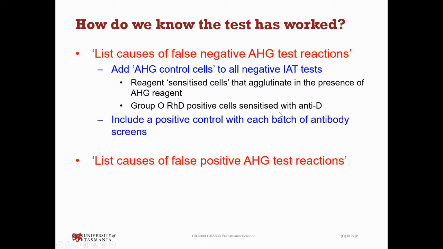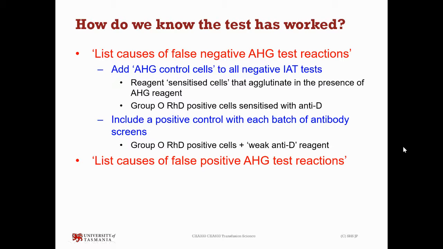So to check that we have actually added our AHG reagent, that's why we add our AHG control cells. And we have a positive control in our screen, which is O RhD positive cell sensitized with anti-D. So that allows us to make sure that if there was a positive there, we would have detected it.